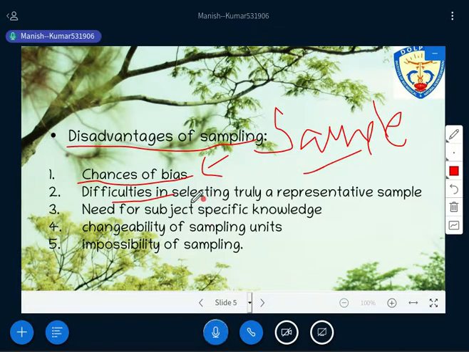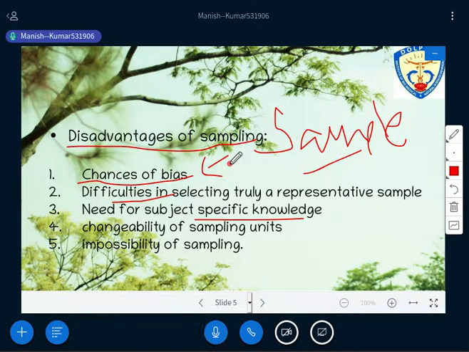Now another disadvantage, need for subject specific knowledge. Subject specific means a person or the researcher should have knowledge of statistics, right? Otherwise the person is unable to perform the task of sampling. This is another disadvantage. Is it okay?